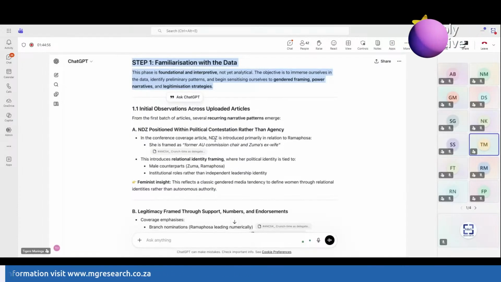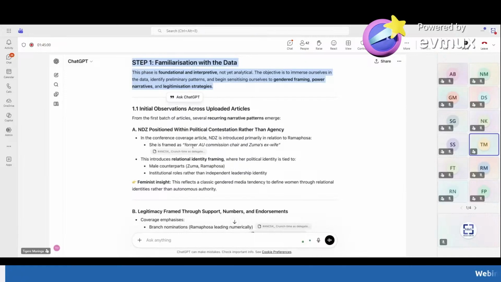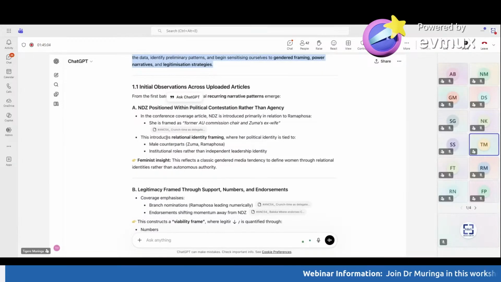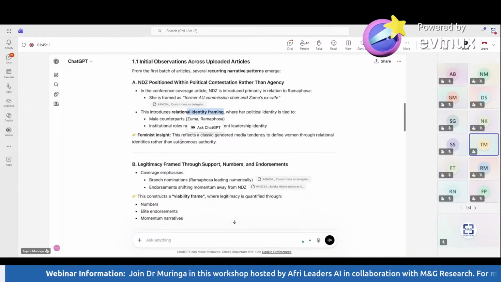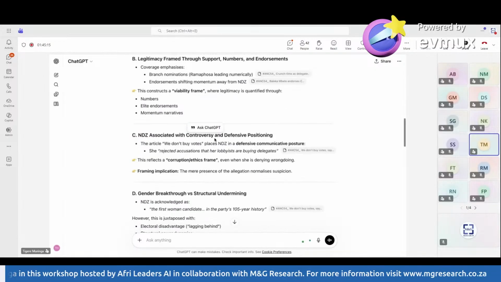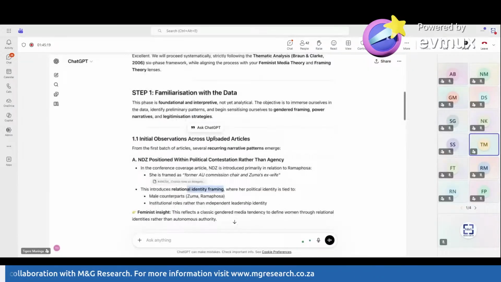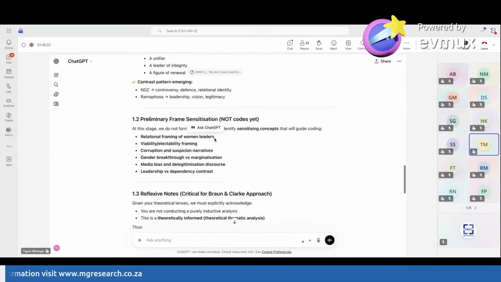Nkosazana Dlamini Zuma is introduced primarily in relation to Ramaphosa. She's framed as former AU Commission Chair and Zuma's ex-wife. This introduces relational identity, right? Male counterparts, institutional, so feminist insights, that reflects a classic. So this is basically giving me an idea of what the data is saying, from the data that I've applied here.